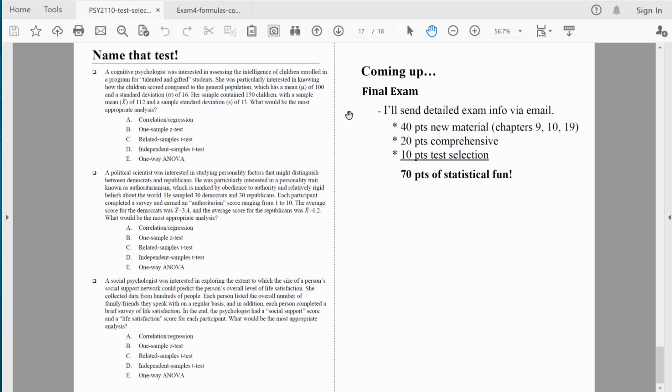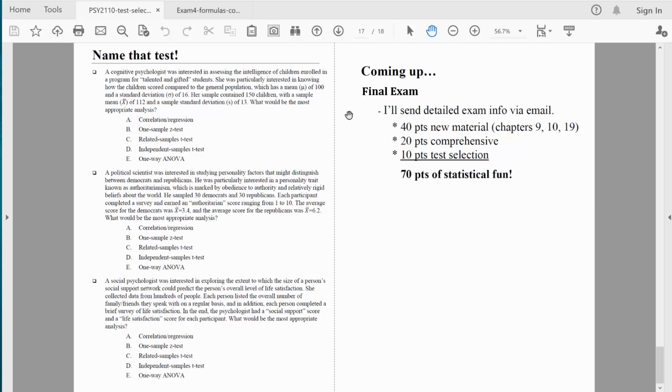Next week, it'll be final exam week. I'll give you much more information about that exam via email. Most of our exams, all of our exams actually, have been worth 50 points. This particular exam, our final exam, will be worth 70 points. 40 points will be dedicated to new material. Since our last exam, we covered correlation, we covered regression, and we covered the chi-square test of independence.